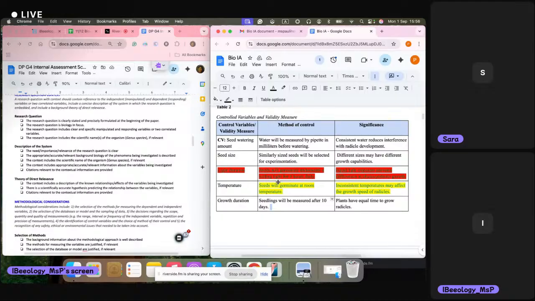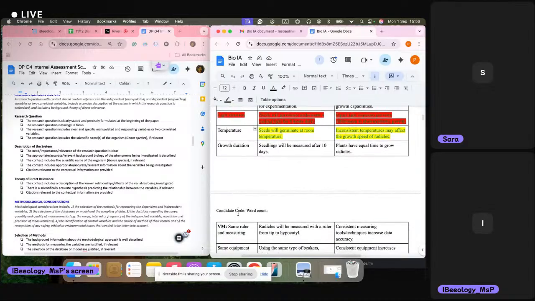Because you said that you controlled the temperature, what does that mean? How did you establish that this temperature is really controlled? So here, this is how teachers look into it. If there are no measuring indicators, then this is not a good control. So think about the marks that are weighing down in the methodology or the research design. Growth duration will be measured in 10 days.